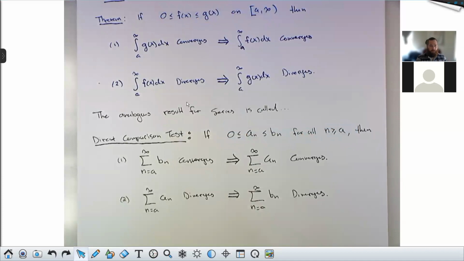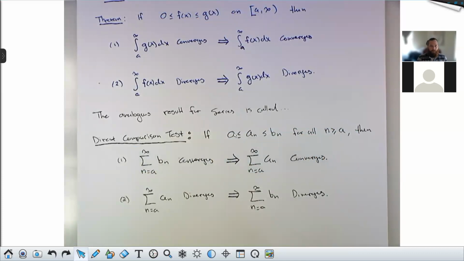And then the conclusion has the same flavor. The sum of the larger guys being convergent forces the sum of the smaller guys to be convergent, right? The bn's are bigger than the an's. So it says if you add up all of the bn's and you get a finite thing, since the bn's are bigger than the an's, that means adding up all of the an's will give you a finite thing as well.